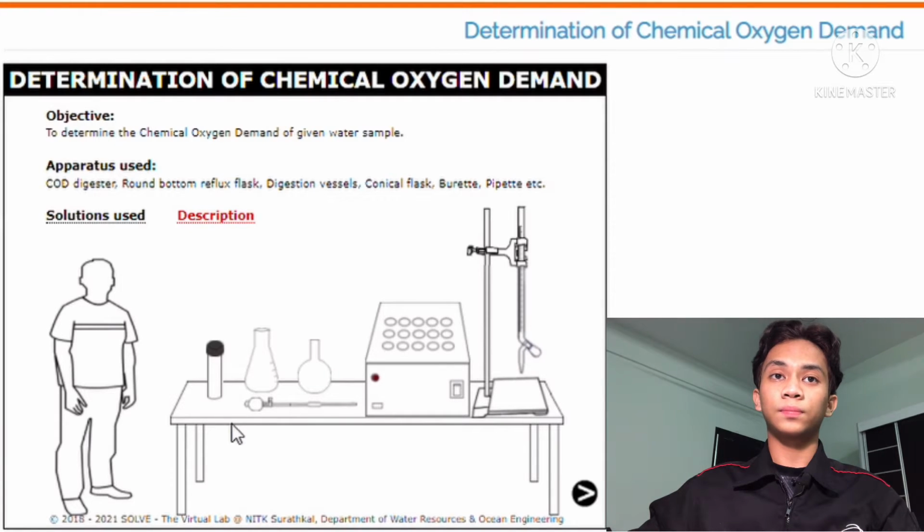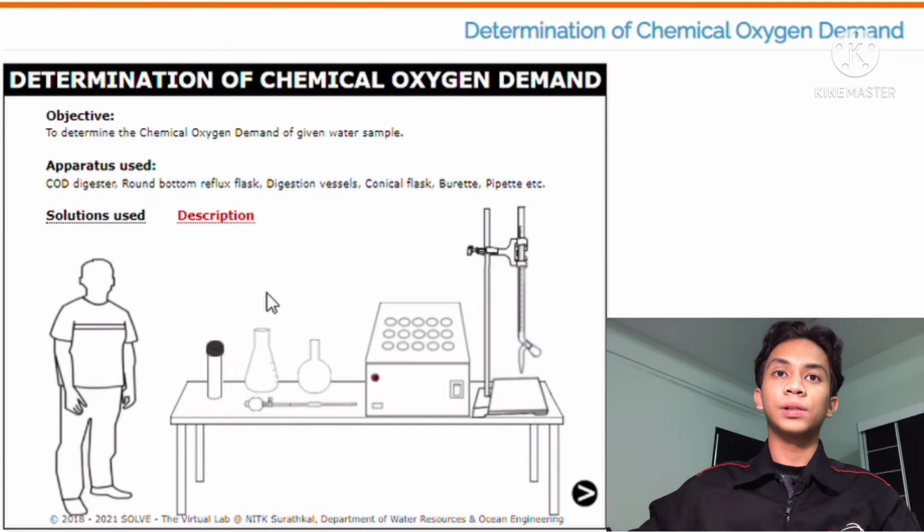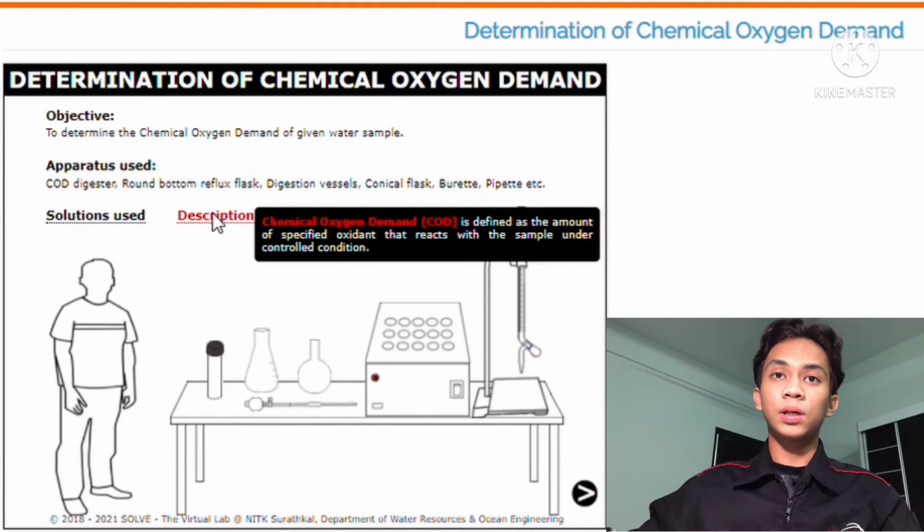Solution used: mercury sulfate solution, potassium dichromate solution, silver sulfate sulfuric acid solution, ferrous ammonium sulfate solution, distilled water, and water sample. Description: chemical oxygen demand, or COD, is defined as the amount of specified oxidant that reacts with the sample under controlled conditions.